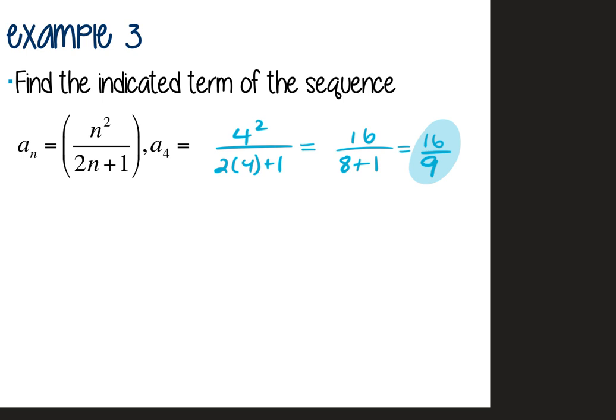I don't need you to put these in mixed number form. You're not going to approximate. You're never going to round these. You're going to keep them exact.